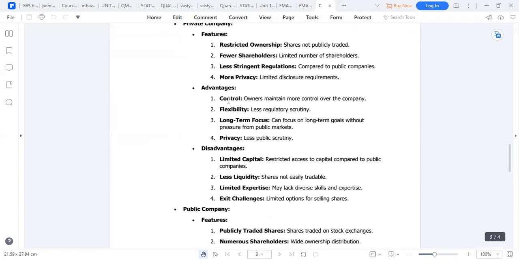The disadvantages are limited capital, meaning you're restricted to the company capital compared to the public company where anyone can buy in.